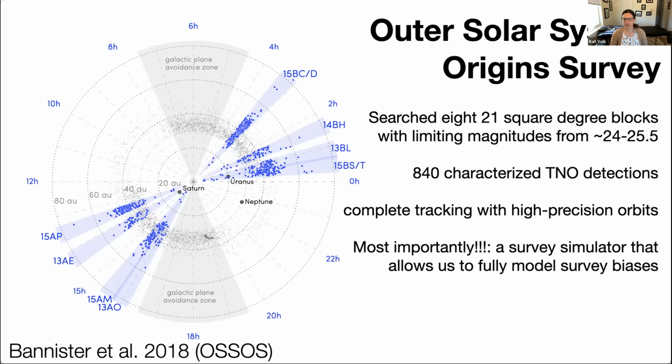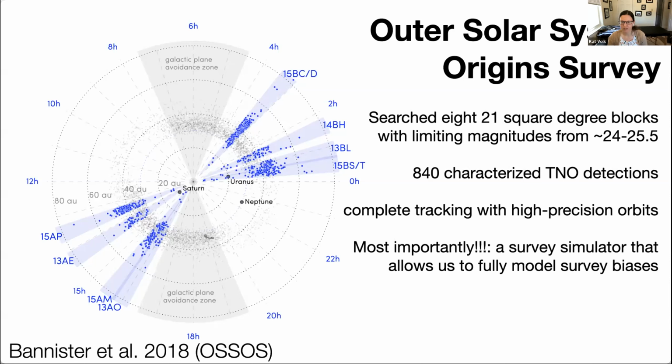They were all tracked so that we could get really high precision orbits and know what dynamical classes they belong to. And then we have the OSSOS survey simulator that you can feed a model population into, and it will tell you what OSSOS would have detected out of that model population based on all of the limiting magnitudes in the different blocks, rate of motion on the sky, all of that sort of good stuff to really get at the biases so you can do a true apples to apples comparison between the observed objects and the simulated observed objects.